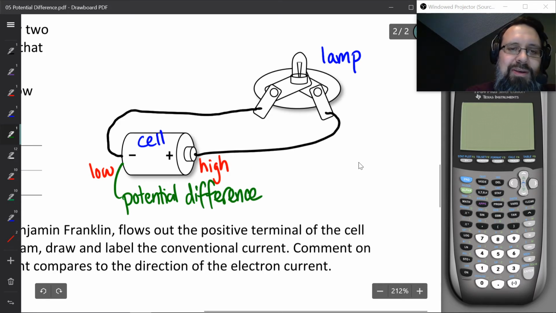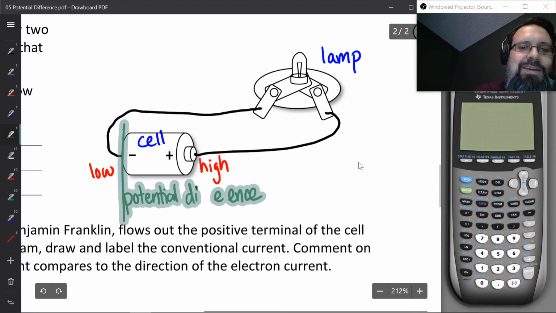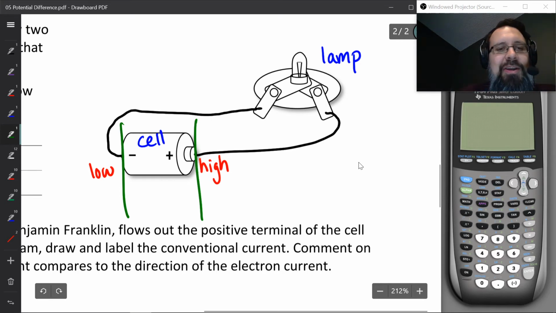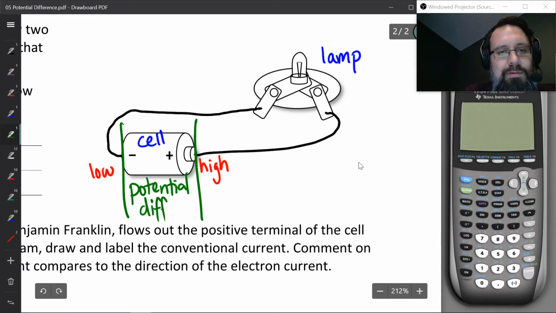Oh, I didn't draw that how I wanted it to. The point I'm trying to make is that from the 2 sides of the cell, when you have high potential on one side and low potential on the other, you end up getting a potential difference. And that's what we call V.